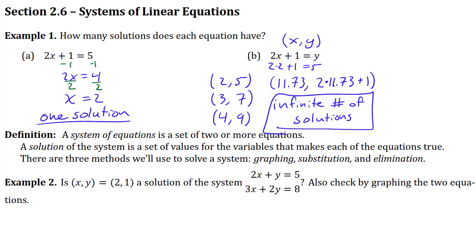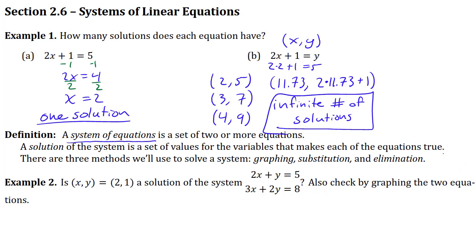Okay, so now let's talk about what we mean by a system of equations. So a system of equations is a set of two or more equations. And a solution of the system is a set of values, usually a value of x and a value of y for the variables, that makes each of the equations true.